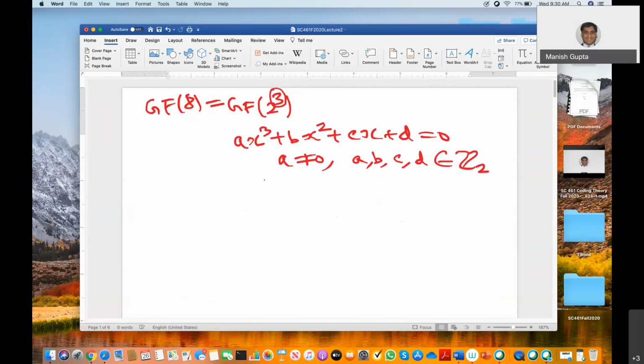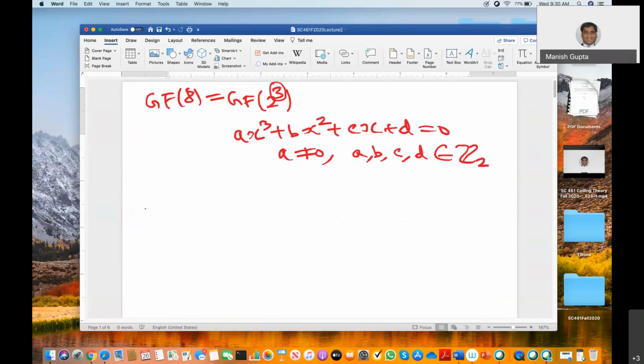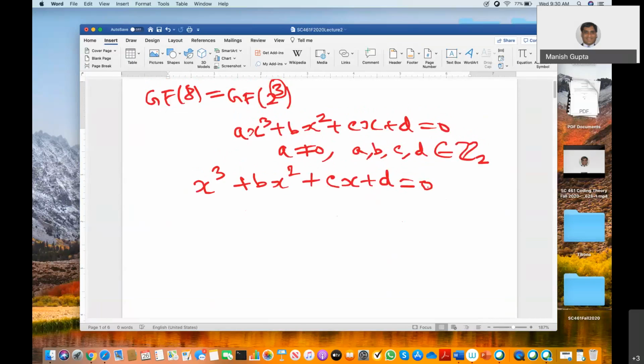Okay, from this, how many equations will be possible? As you know that a is not equal to 0, so the only possibility is that there will be 8 equations. So it will be x cube plus bx square plus cx plus d is equal to 0. So now the question is, what are those 8 equations? Can we write down all of them one by one?